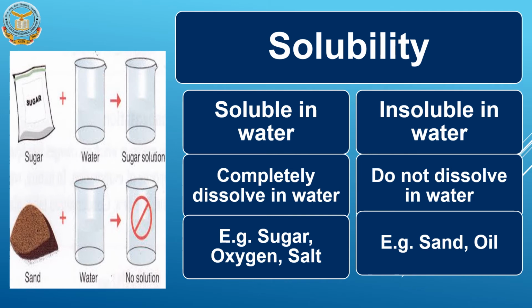Substances like sugar, oxygen, salt dissolve or disappear completely in water, so they are called as soluble in water. On the other hand, substances like sand, oil do not dissolve or disappear in water, so they are called as insoluble in water. So we can say that water plays an important role in the functioning of our body because it can dissolve a large number of substances.